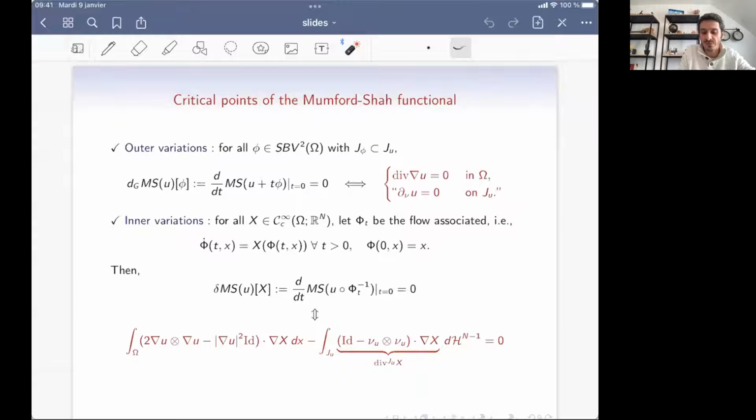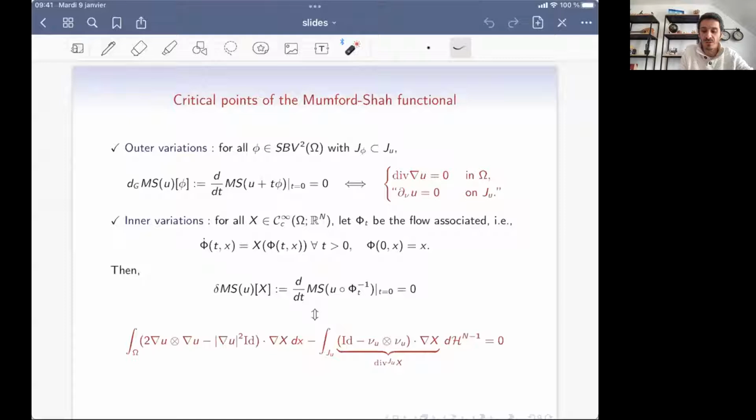So to do that, you start from a vector field capital X, compactly supported in omega, and you associate to capital X the flow, which I denote by phi t, which is a smooth diffeomorphism from omega onto itself. And what you do is that you compose u with the inverse of the flow. You look at its Mumford-Shah energy, and you compute the derivative with respect to t at t equals zero.